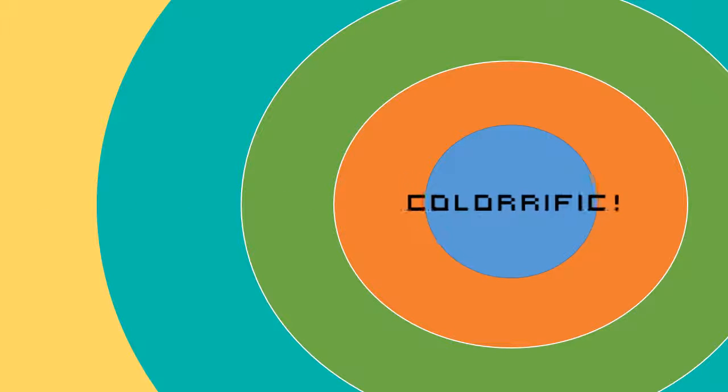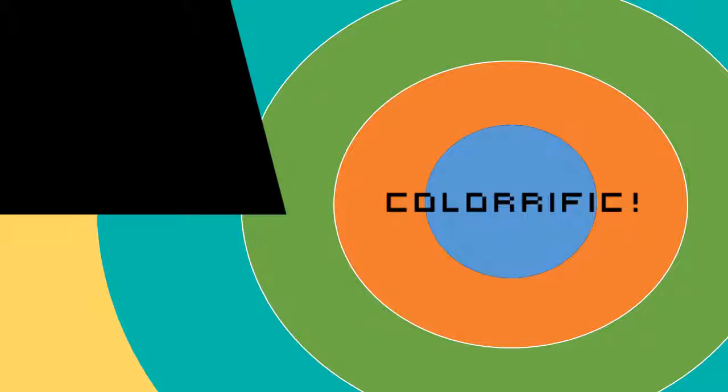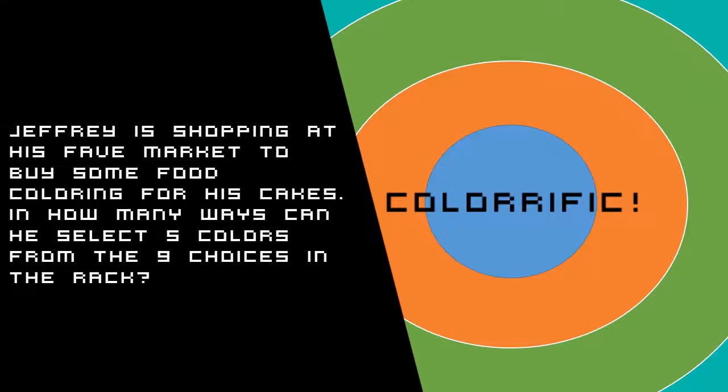Colorific. Here is the problem. Jeffrey is shopping at his favorite market to buy some food coloring for his cakes. In how many ways can he select 5 colors from the 9 choices in the rack? So you might want to pause the video and try solving it on your own first. After you've done that, let's proceed.